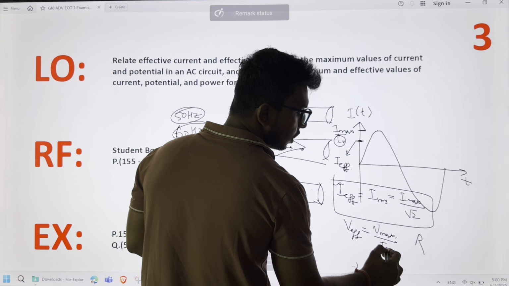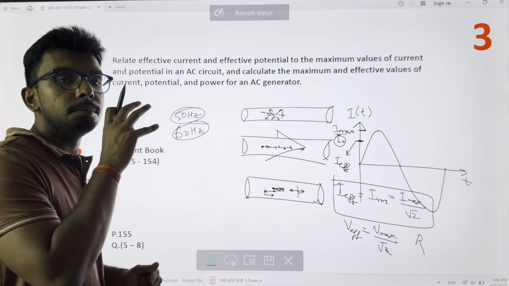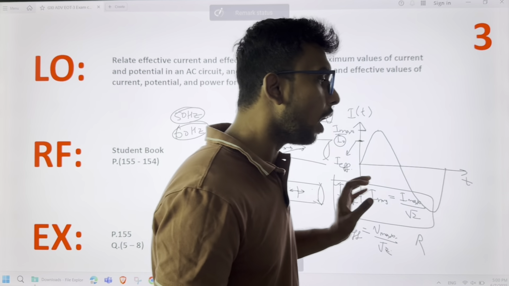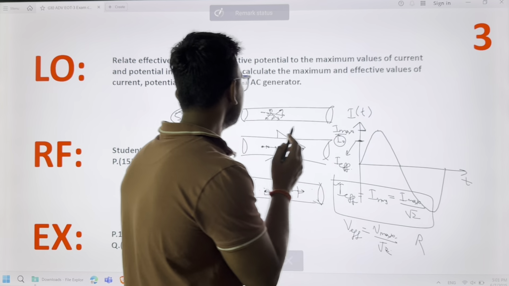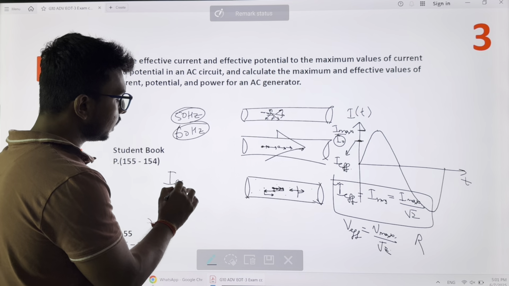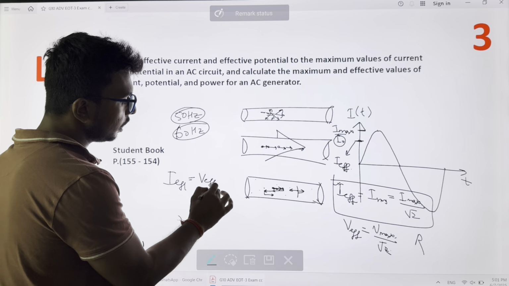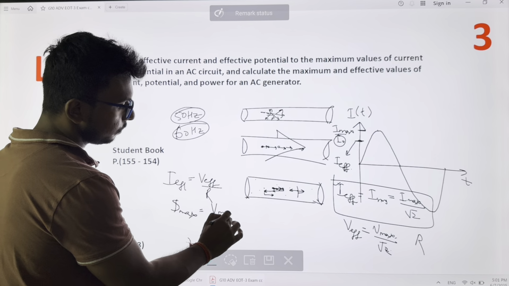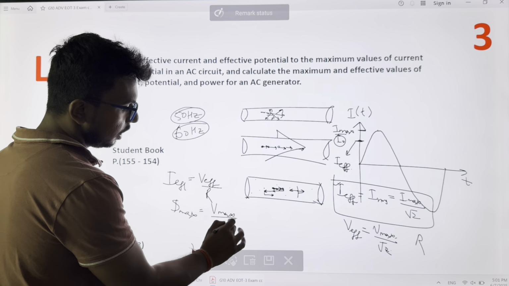But for resistance, no. Resistance is the property of the material. It is a characteristic, basically. So V max by √2, R will be R. So in simple terms, if they are asking to find I effective, you will use V effective over R. If they want you to find I max, you will use V max over R. If they're asking you max, use max. If they're asking you effective, use effective.